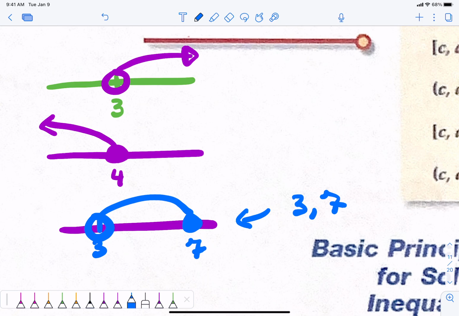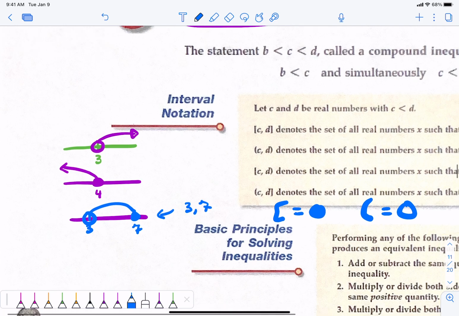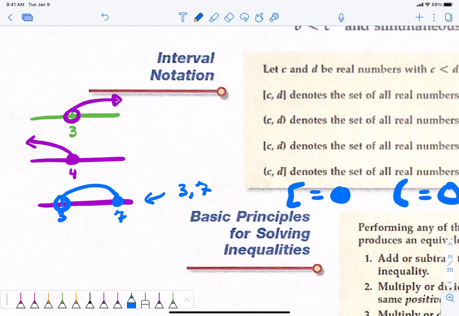If it is including the number, you use a bracket. So a bracket is kind of like a closed circle. A parenthesis is kind of like an open circle, okay? So you use brackets when you have closed circles, parentheses when you have an open circle. Bracket means equal to, parentheses means not equal to, okay? So around the 3 and the 7, we would put parenthesis 3, 7 bracket. That is interval notation for that thing, okay?